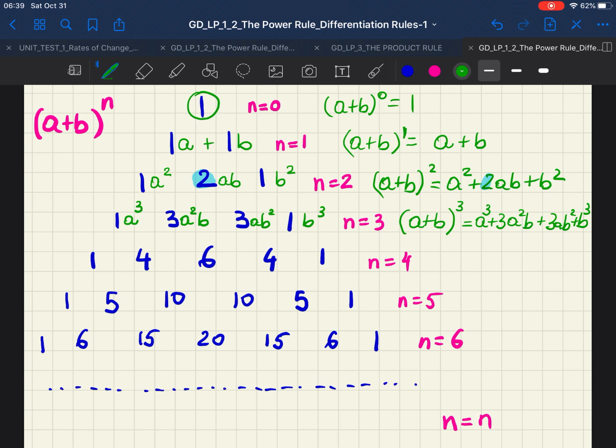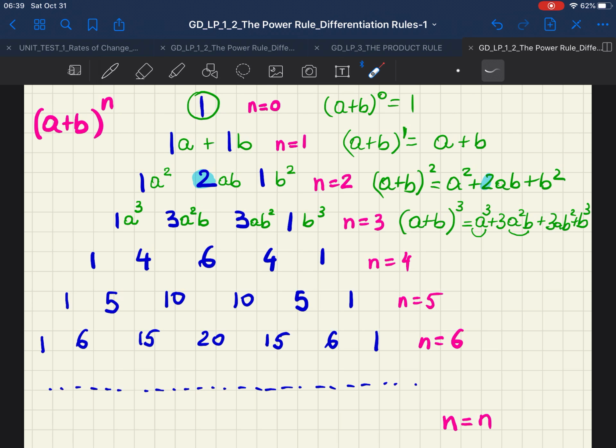Another thing that I would like us to take a look at and focus on is the degree of the term. Remember that the degree of each term in the expansion will be degree 3 for a cubed, degree 2 plus 1 for the second term, so degree 3, degree 1 plus 2, degree 3, b to the power 3 is third degree as well.